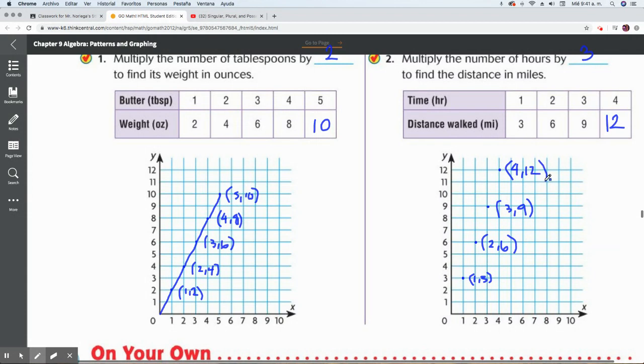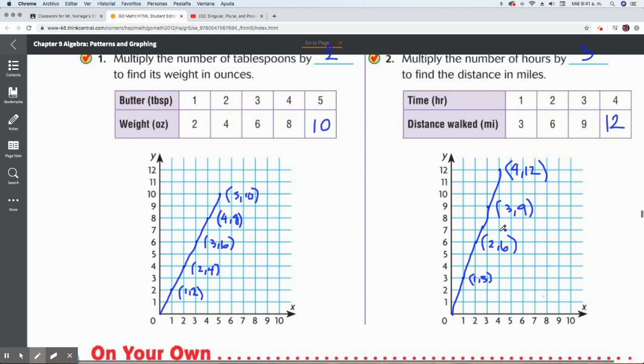Starting on the origin, I'm going to make a straight line to the first point, and then connect the first point with the second point, then the second point with the third point, and the third point to the last one. Make sure that your lines are straight. If you have a ruler, you can use a ruler to make your lines straight.